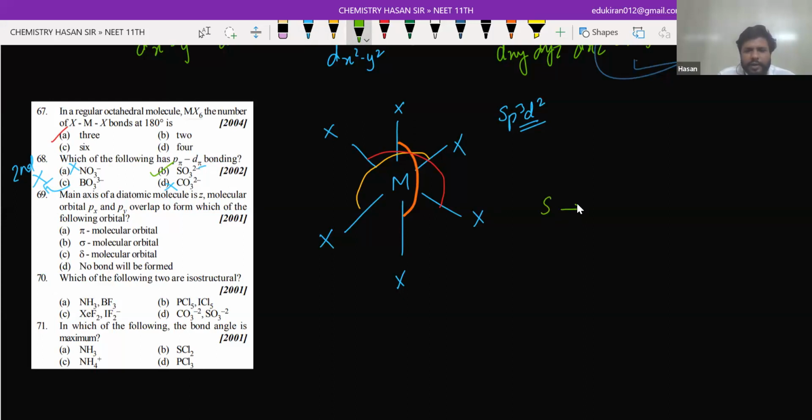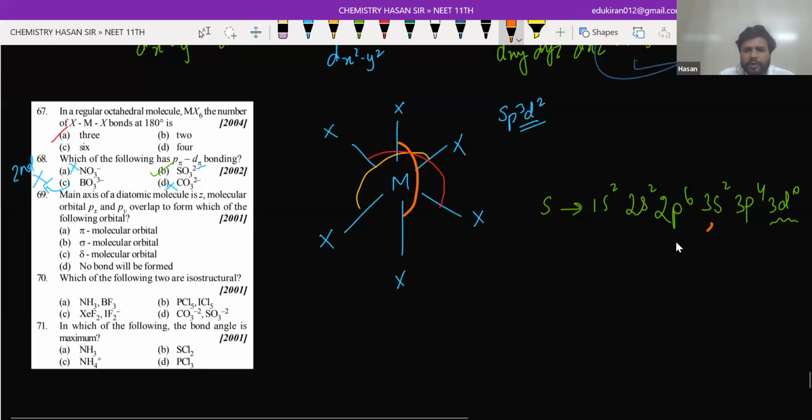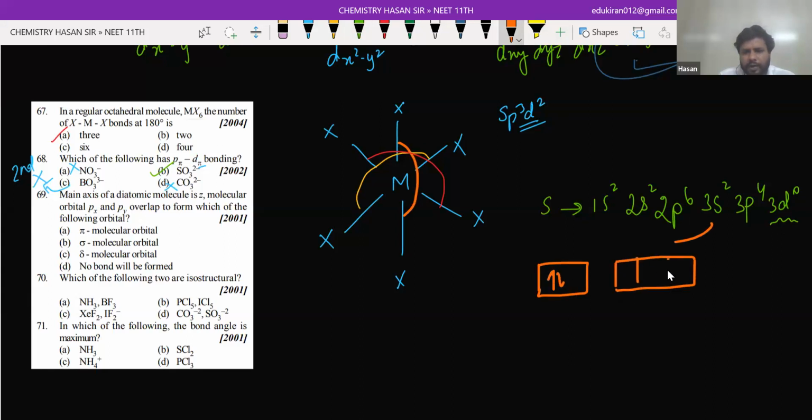As you can see, sulfur has 1s2, 2s2, 2p6, 3s2, 3p4, and then 3d0. The d orbital will be there, which is vacant. For 3s2, I'm going to write the last shell: you can see 2 electrons, and in p, you can see 1, 2. When it is in the ground state, it will have only two bonds because of two unpaired electrons. So two bonds it will make.